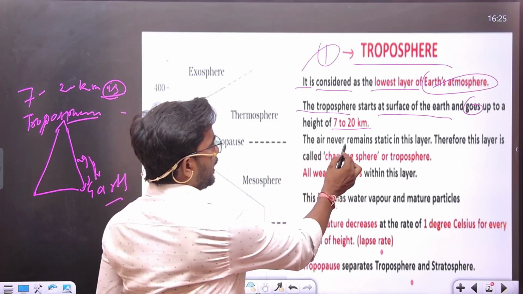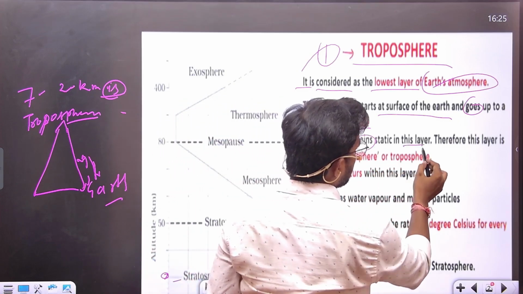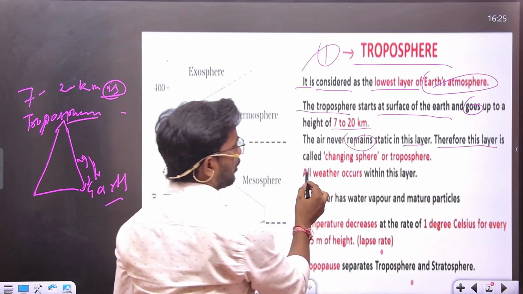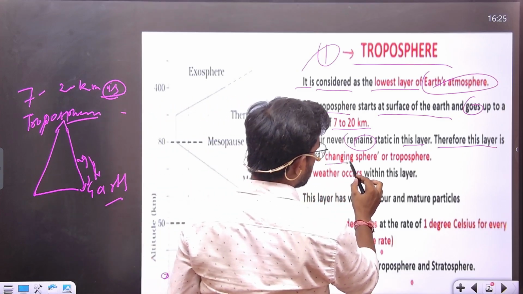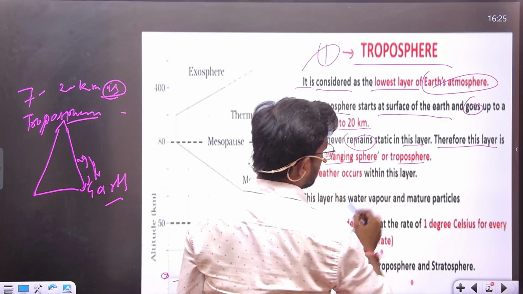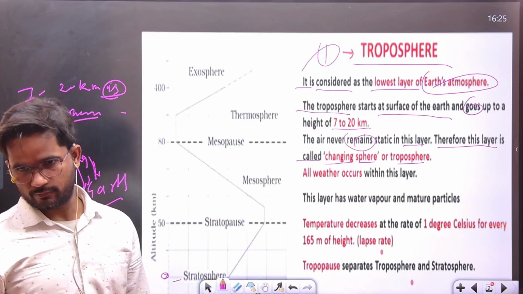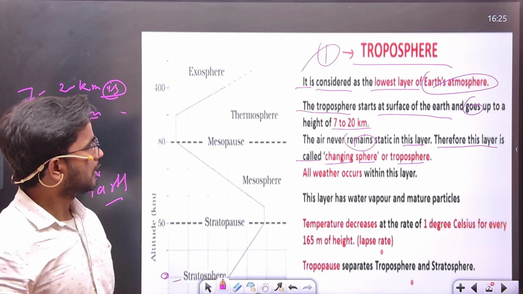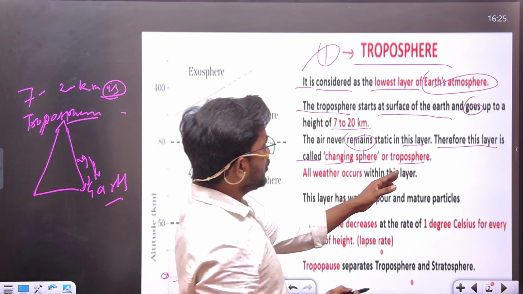Air never remains in a straight layer. Therefore, the changing layer is called the tropopause. Understand? Troposphere.